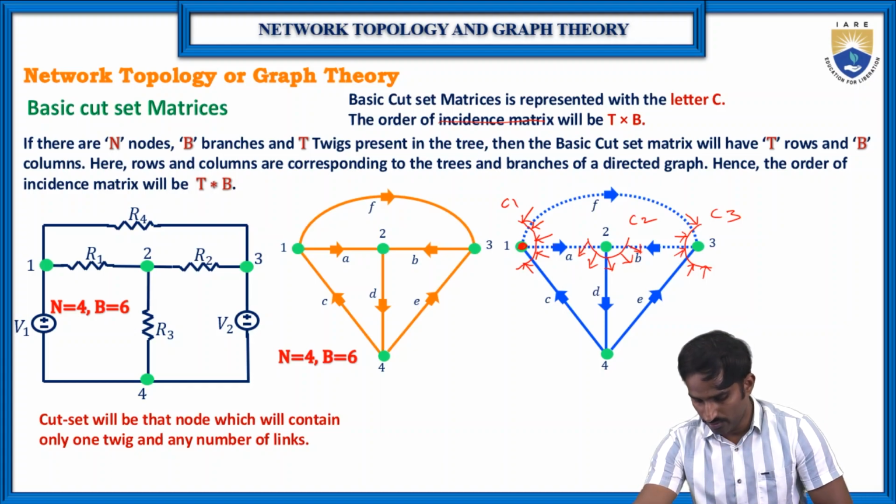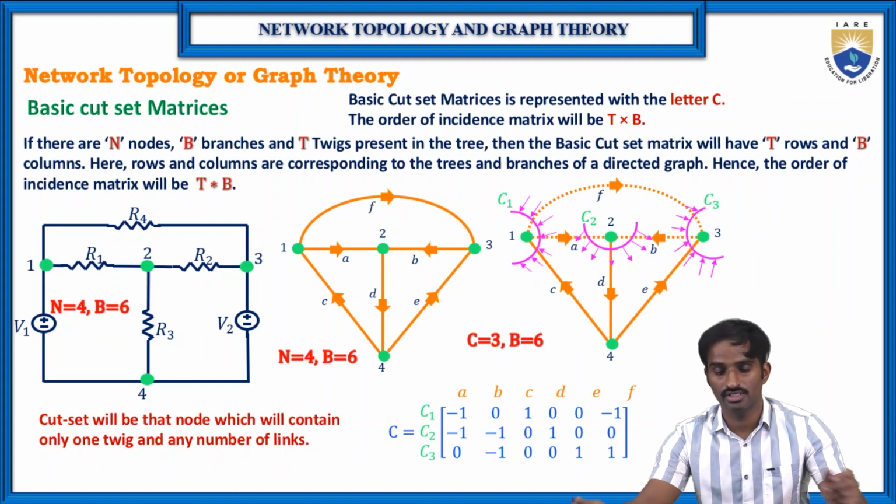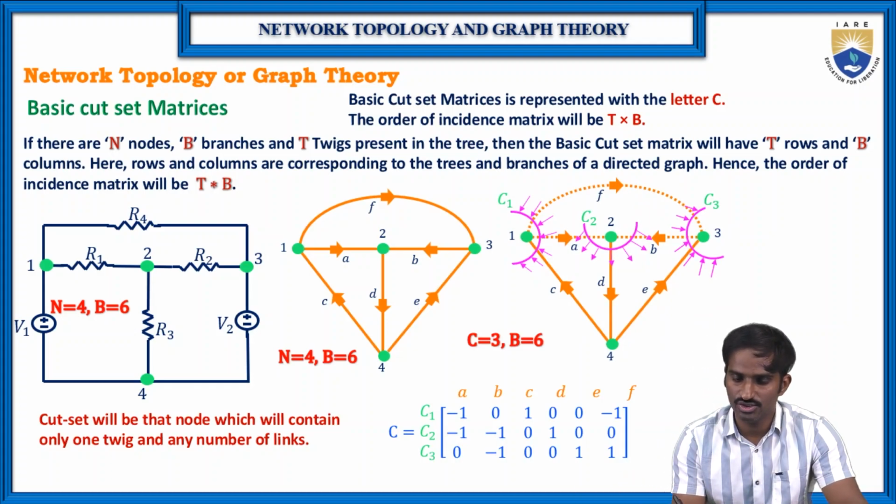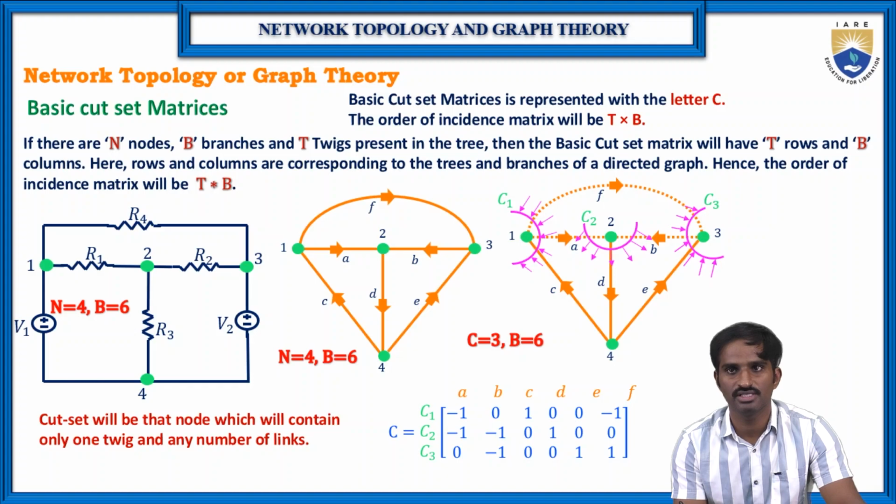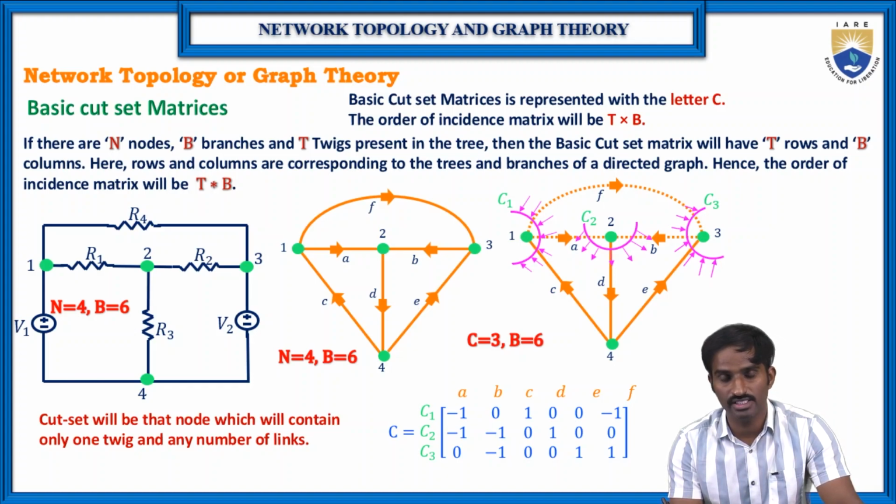So from this, now we are going to write the matrix. As you can see, because the C direction is towards node 1, C1's direction is towards 1. And the current flowing through branch D is away from node 2, so this is the way to indicate the cut set direction.